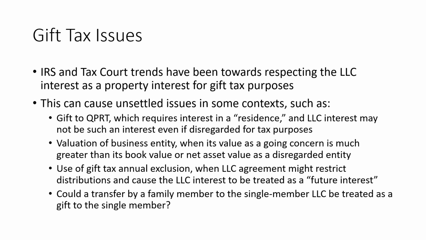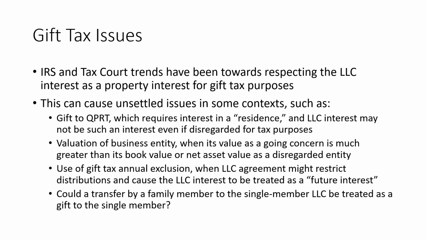Another situation could be in valuation. If you have an LLC that has a single member and it's a business entity, its value as a going concern might be much greater than the book value or net asset value of its underlying assets as a disregarded entity. So which value applies in the gift tax context? Most likely it would be the valuation as a going concern, especially because the IRS wants the value to be as high as possible for gift tax purposes.